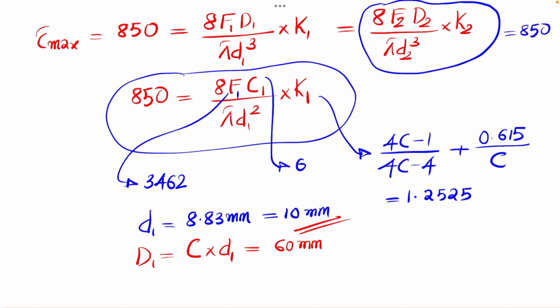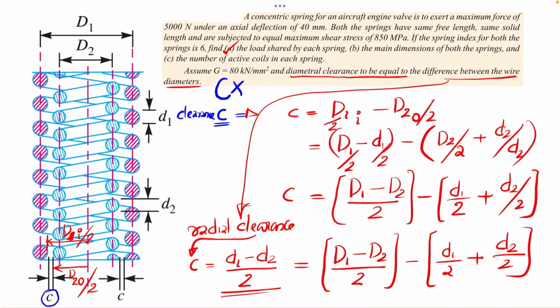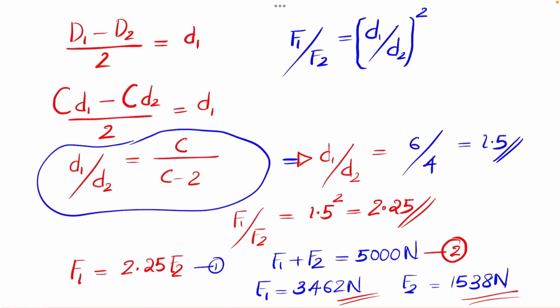In a similar way, I can equate this term to the tau max, that is 850. Then we will be getting the value of small d2 at the end of simplification and solution. Here the value of d2 will be around 5.88, then we will be standardizing it to 6 mm. Then the inner coil diameter D2 will be equal to C into d2, which is 6 into 6. Finally this will be equal to 36 mm. So these are the dimensions of the spring we have evaluated. This was also one part of the question to solve.